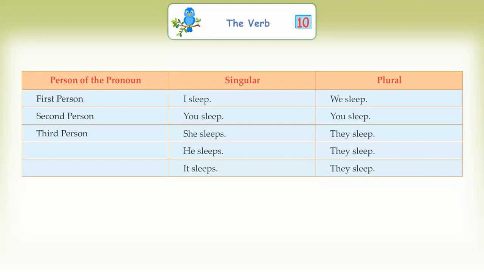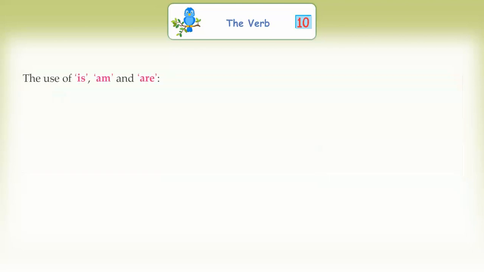First person, I sleep, we sleep. Second person, you sleep, you sleep. Third person, she sleeps, they sleep. He sleeps, they sleep. It sleeps, they sleep.